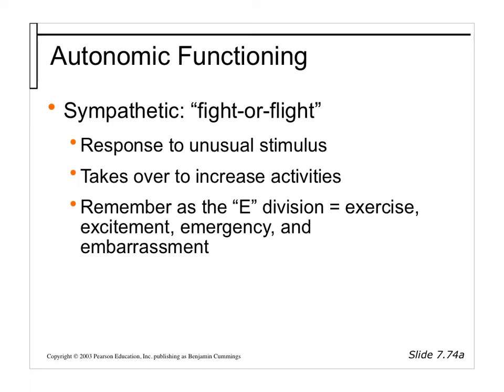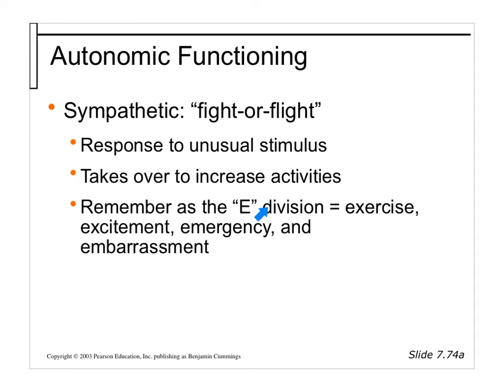So, autonomic nervous system, two divisions. The sympathetic division is often referred to as the fight or flight division. Basically, it responds to unusual stimuli. So, when you see a cheetah, or if you have to stop really quick in your car, or something scary happens, then the sympathetic nervous system takes over to increase activities.